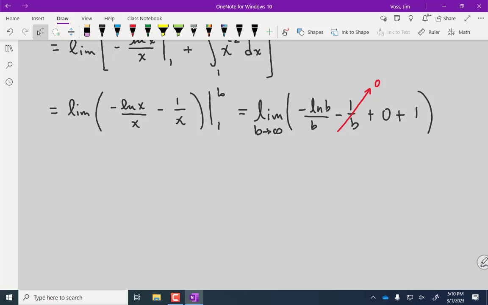L'Hopital's rule. Take the derivative of both. The hospital. Go to the hospital. If you have a headache, go to the hospital. And whichever's bigger. So let's think about L'Hopital's rule for a minute.